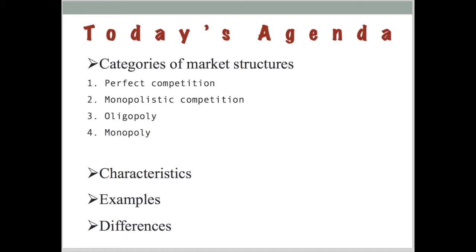First, let's look at our agenda today. There are a total of 4 categories of market structures. I will introduce all 4 of them with details such as their characteristics. Also, I will provide examples. Finally, I will tell you some differences between each of them.